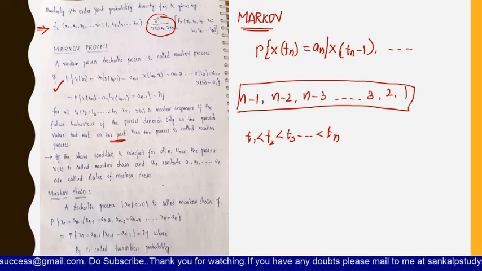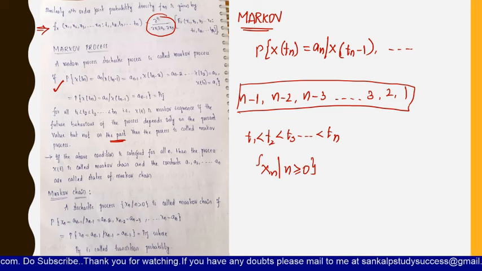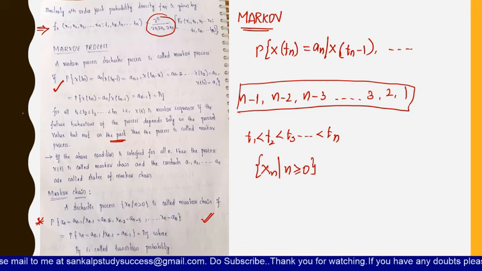Now coming to the Markov chain. What is the Markov chain? Xn such that n is greater than or equal to 0. This stochastic process is called a Markov chain when P of Xn equals an given Xn minus 1 equals an minus 1, and Xn minus 2 equals an minus 2, and so on up to X1 equals a1. Then that process is called a Markov chain. These equations are important to remember for the Markov process and the Markov chain. Here we get Pij, which is nothing but the transition probability matrix.